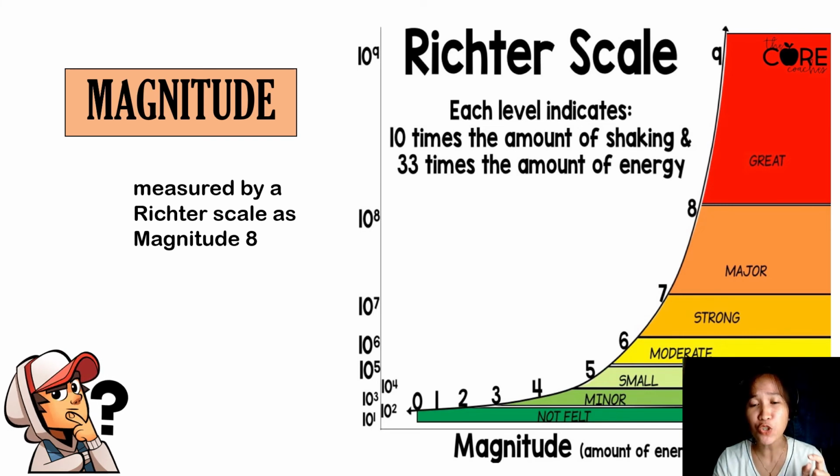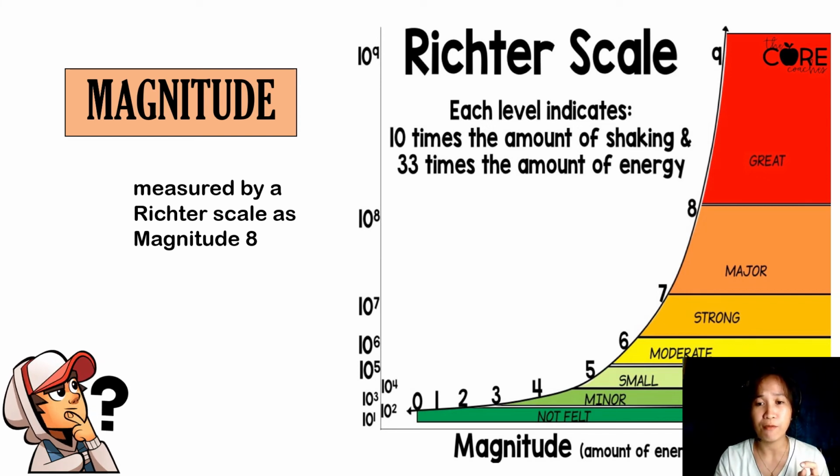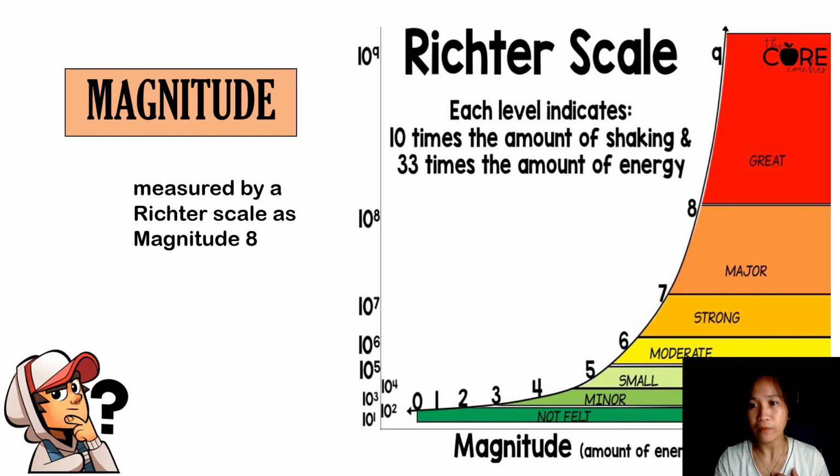Okay, so in magnitude 1, hindi pa natin mararamdaman yon. Magnitude 1, not felt. Magnitude 2, 3, and 4, that is minor. Magnitude 5, small. 6, moderate. 7 is strong. And 8 is major na shaking. Okay, so next.